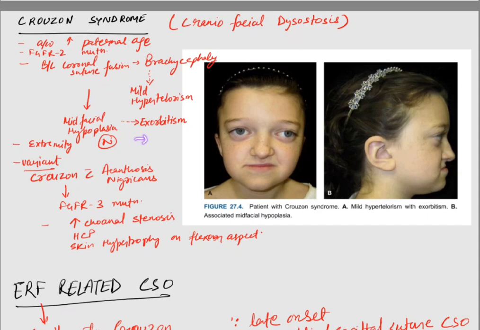Clinically we can differentiate. There is a variant of Crouzon syndrome where Crouzon syndrome is associated with acanthosis nigricans. Here there is an FGFR3 mutation. It is associated with choanal stenosis, hydrocephalus, and skin hypertrophy on the flexor aspect.